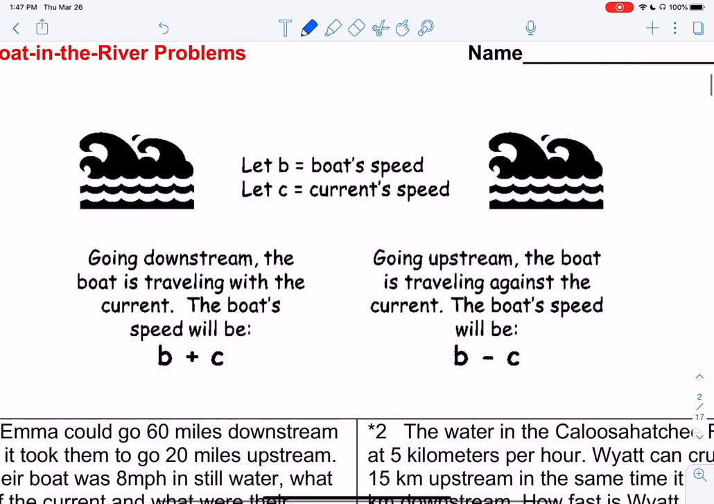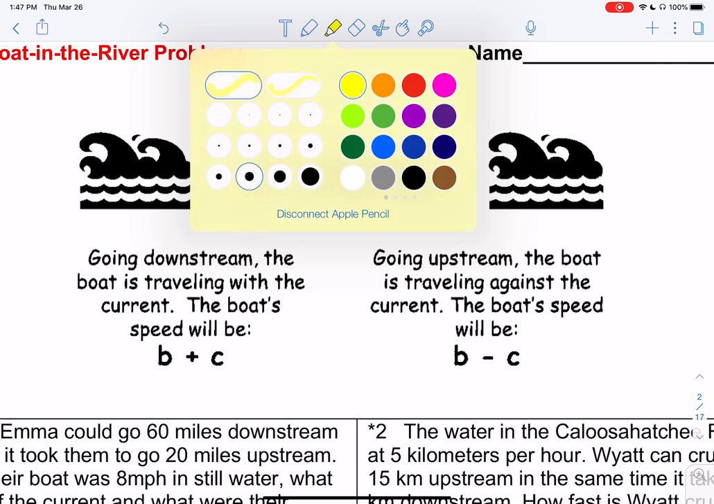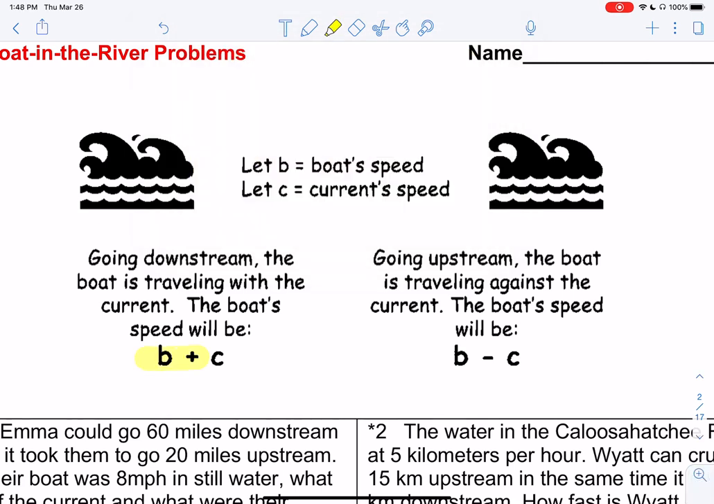When we are on a boat and we are going on, let's say, a river, there is a current to that river. In other words, the river itself has a certain rate at which it is flowing. So if you're on a boat and you're going the same direction as that current, that means the current and the boat are both going the same direction. The result of that is that you're going to have the boat plus the current for your rate.